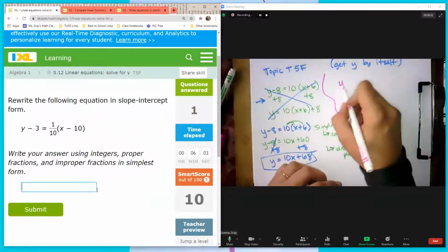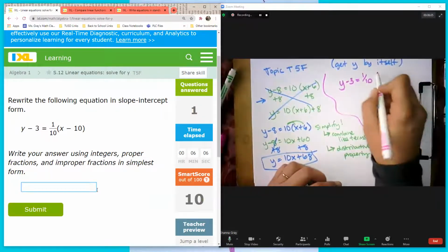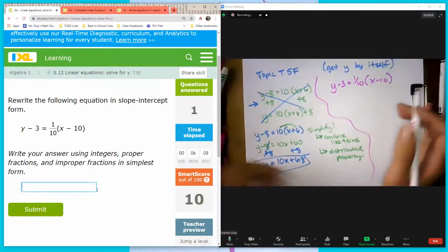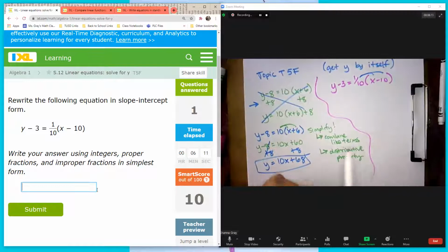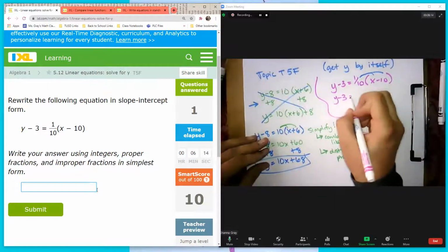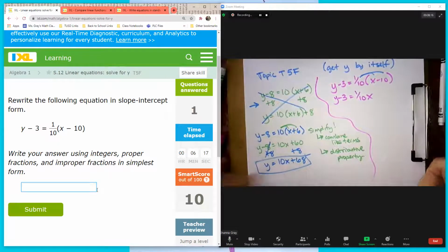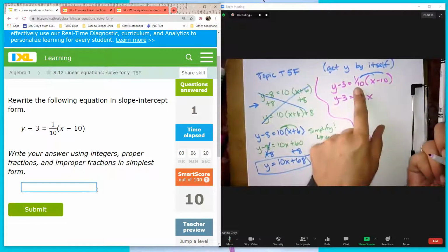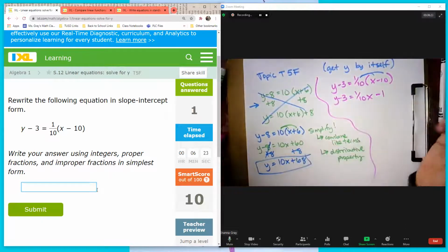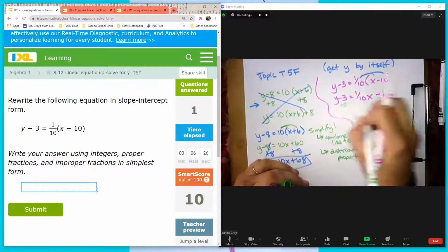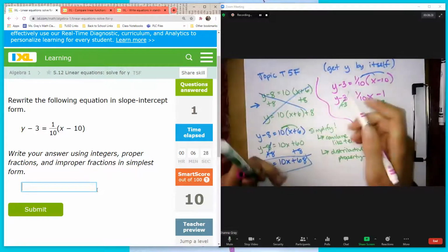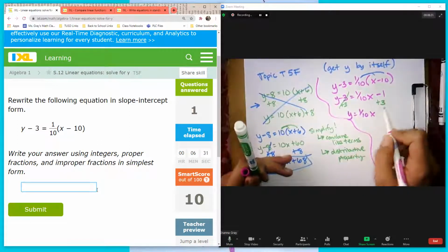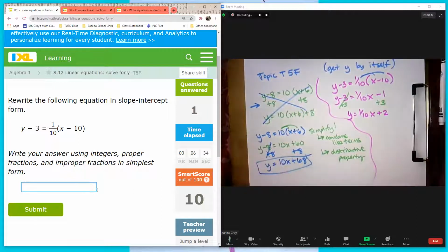So same idea here. y minus 3 equals 1/10 times x minus 10. So I'm going to start by distributing. So y minus 3 equals 1/10 x, and then 1/10 times negative 10 here. So 1/10 of 10 is just 1, so that's a minus 1. And then I'm going to add 3 to move the 3 over. Negative 1 plus 3 is positive 2. y equals 1/10 x, so don't forget the x, plus 2.